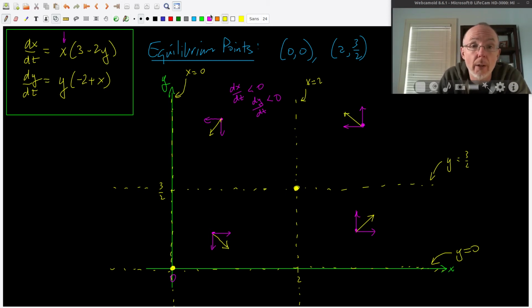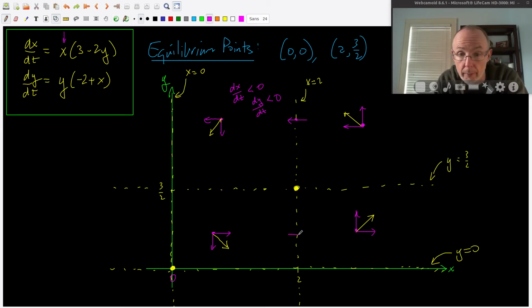What happens right on those lines? What happens at the point where x is exactly 2? When x is exactly 2, y is not changing. So it's a pure motion in the x direction. And if you work out what that motion is, because y is bigger than 3/2, this is going to be negative. And so our motion is entirely to the left there. It'll be entirely down here.